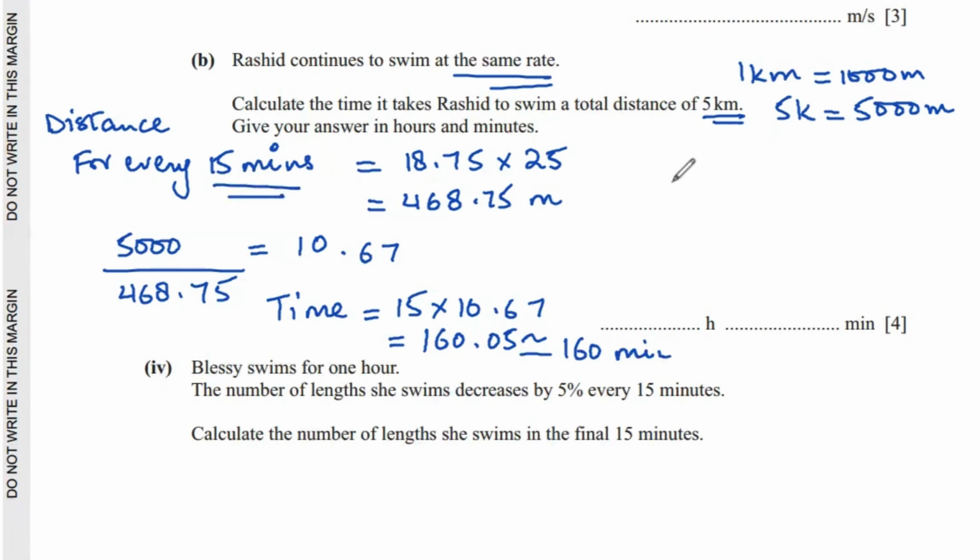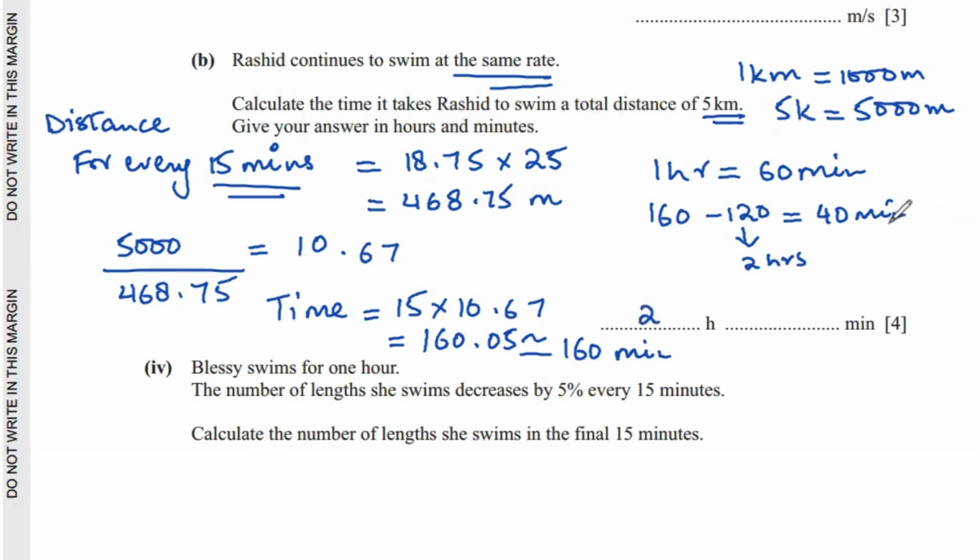So now 1 hour equals 60 minutes. So we know that 160 minus 120 is 40 minutes. So 120 is 2 hours. So 2 hours and 40 minutes. That is the time it takes Rashid to swim a total of 5 kilometers.